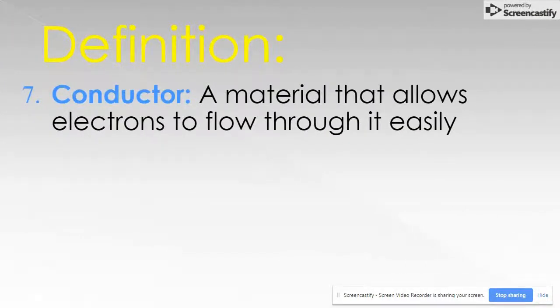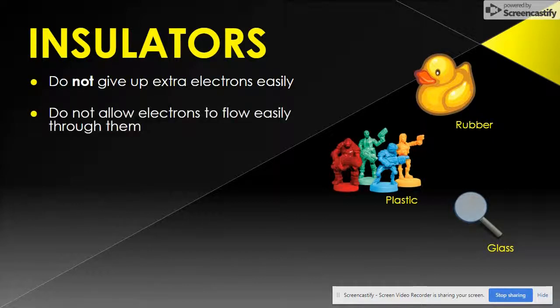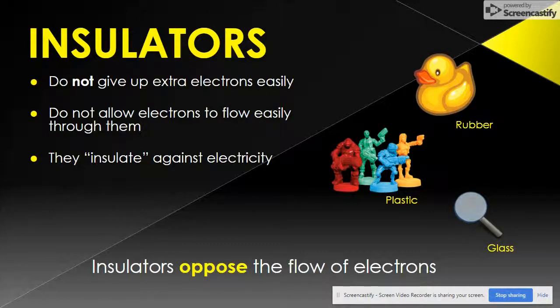So conductors are materials that allow electrons to flow through them easily. Materials that have many electrons in their outer shells are called insulators, and they do not allow their extra electrons to flow easily. For this reason, they're used in electronics to prevent electricity from flowing in certain ways. Things like plastic, rubber, and glass are good electrical insulators, so we often see them used in safety applications, like the rubber handles on tools or the plastic coating on wires.